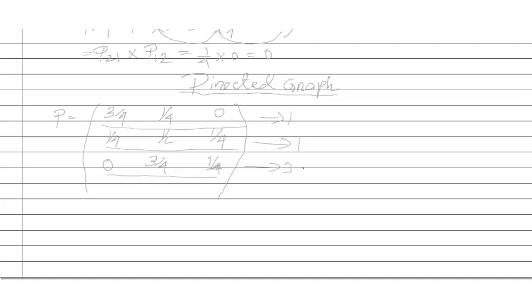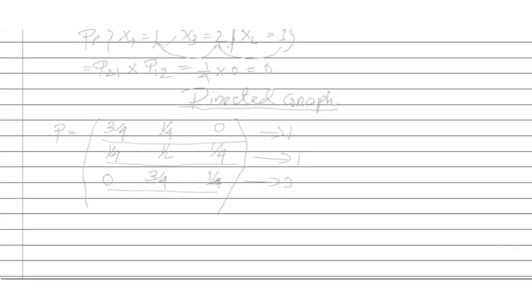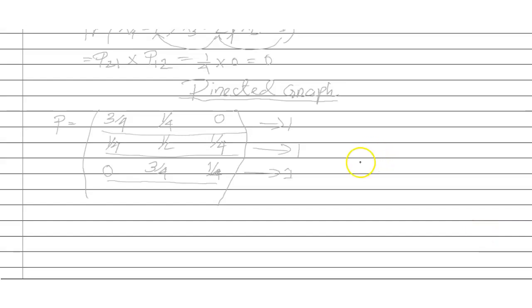Now how can I draw this? It is a Markov chain. Now I draw the graph. My state space is 1, 2, 3. So I write this is 1, this is 2, this is 3. This is my state space.